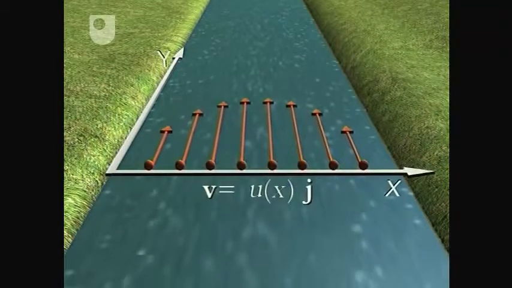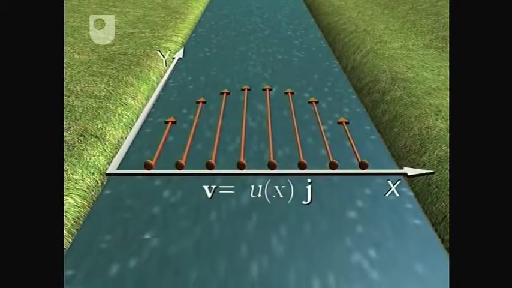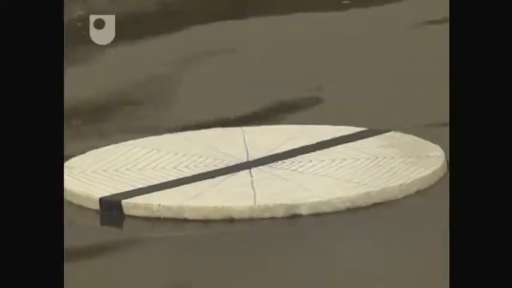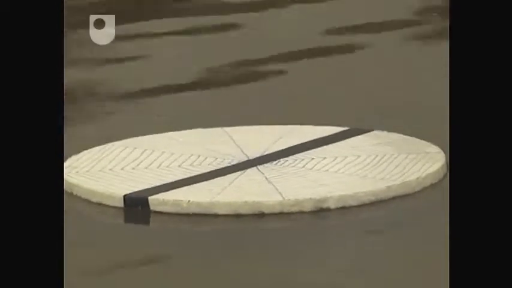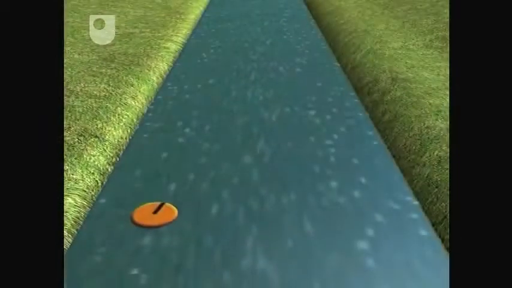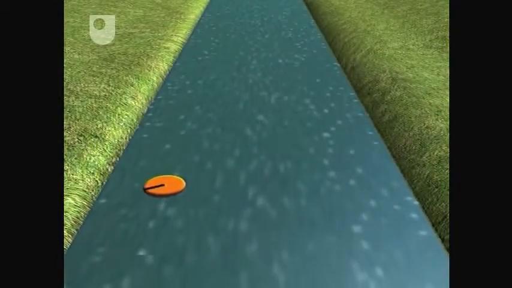Well, the simplest possibility is parabolic. u of x equals c x times d minus x, where c is a constant. And so our model for the surface velocity field v is this. But how can a velocity field cause rotation? Let's go back to the model. Can you see what's happening?